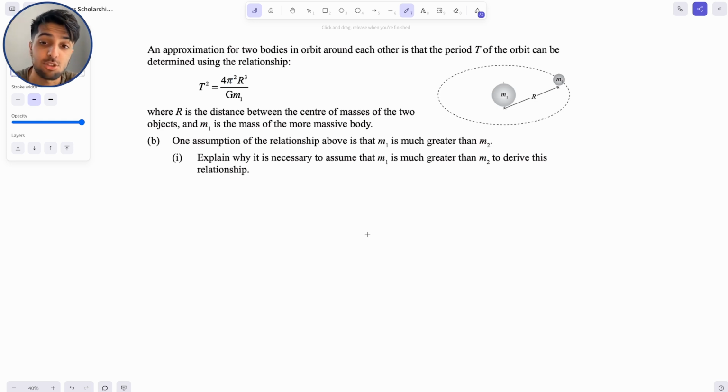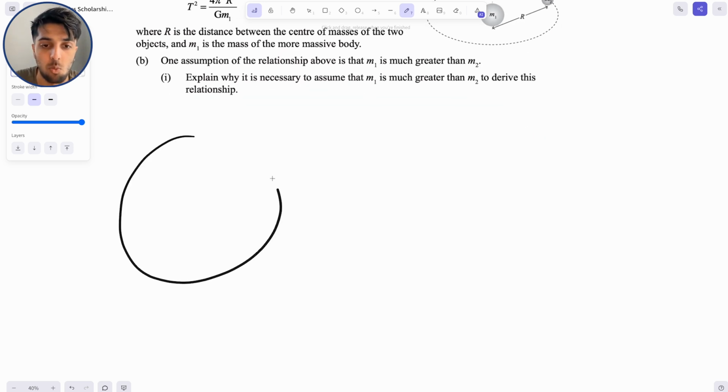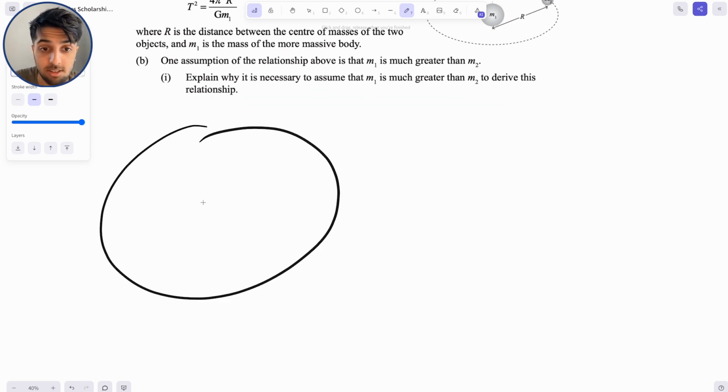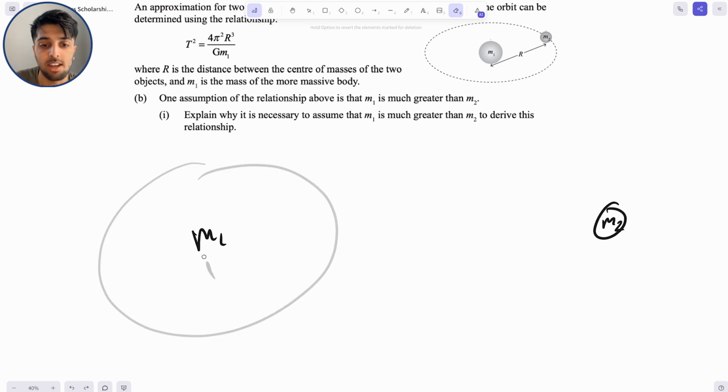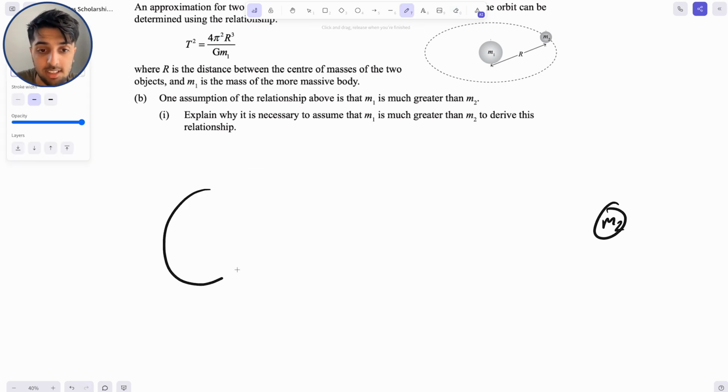It's necessary to assume that m1 is much larger than m2 because if m1 is way more massive than m2, then the center of mass of the entire system is approximately the center of mass of m1. That's why it's necessary to assume m1 is much greater than m2, because if m1 were only slightly bigger than m2, then the center of mass might be somewhere here, and we would need to calculate this distance and take that distance into consideration.